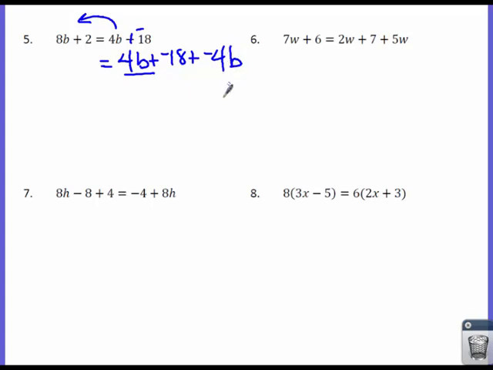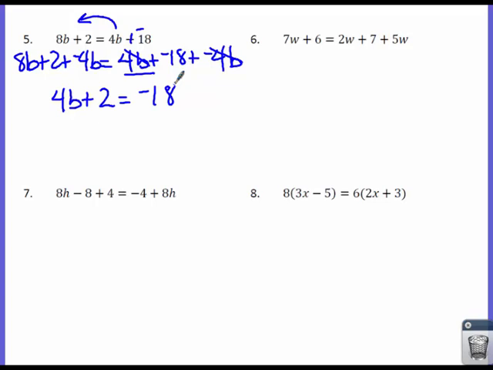Its opposite, negative 4b. So now I need to add that same exact thing to the other side. So 8b plus 2 plus the negative 4b. Now we combine like terms, combine things that are alike. So the 8b and the negative 4b can go together to make just a 4b plus 2 equals. And over here, my 4b's are eliminated. They go away, and I'm left with negative 18.